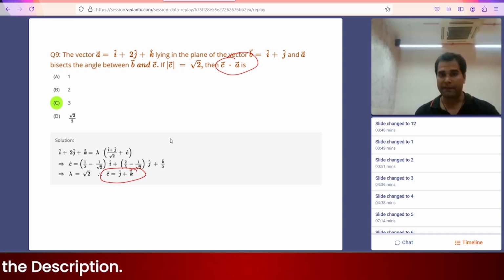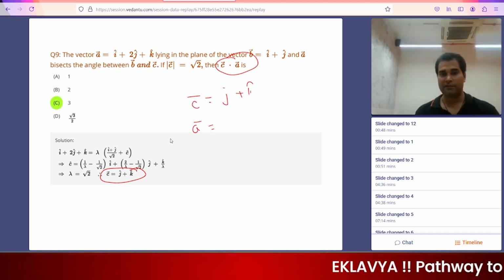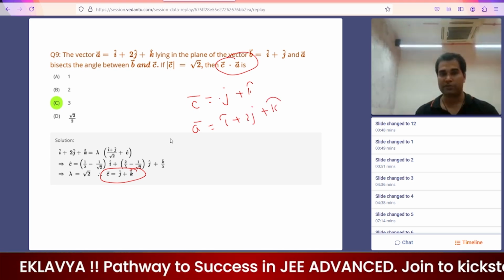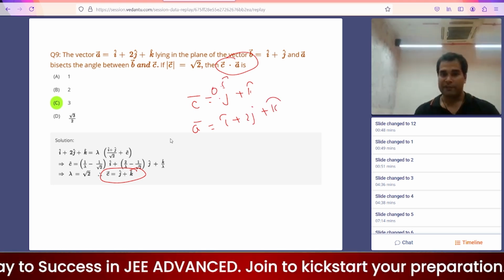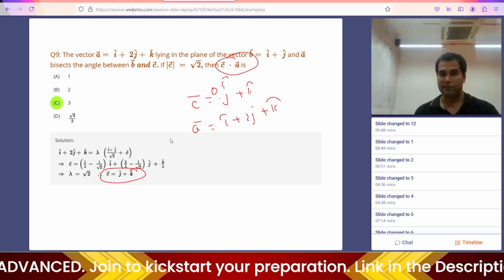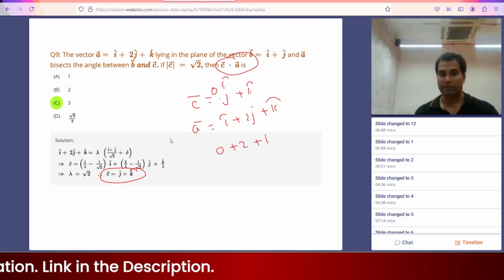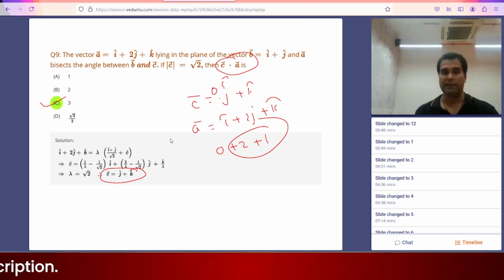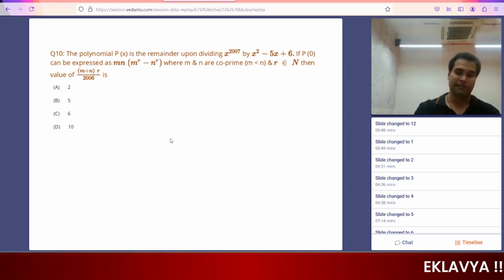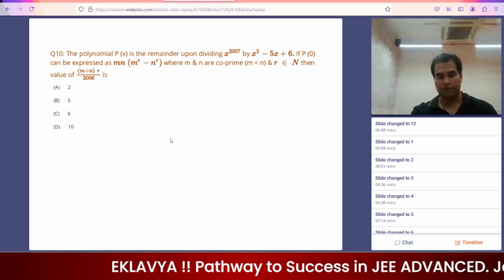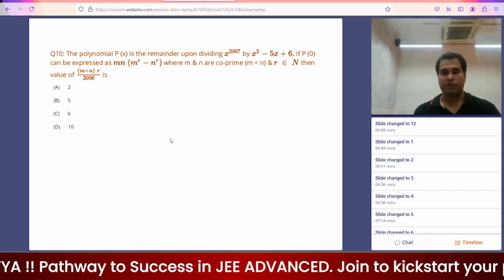And now let's find C dot A. Vector C is j plus k and vector A is given as i plus 2j plus k, which means the coefficient of i is 0, i dot i is 0, j dot j means 2, k dot k is 1. Here 2 plus 1 is 3, so 3 is the correct option. Is that okay? Now, question number 10.